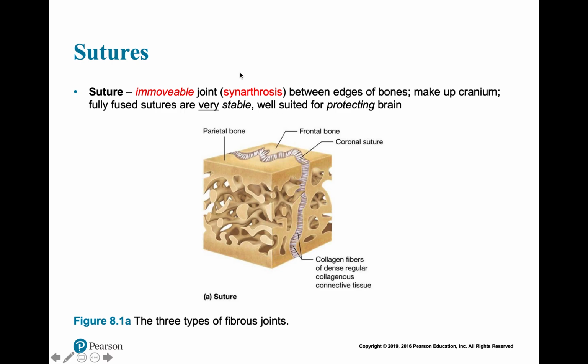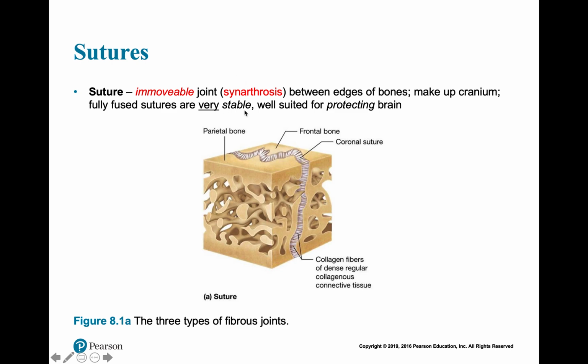So those sutures are examples of fibrous joints. They are immovable. How do we classify an immovable joint based on its function? It would be called a synarthrosis joint. You find them, again, between the edges of bones that make up the cranium.